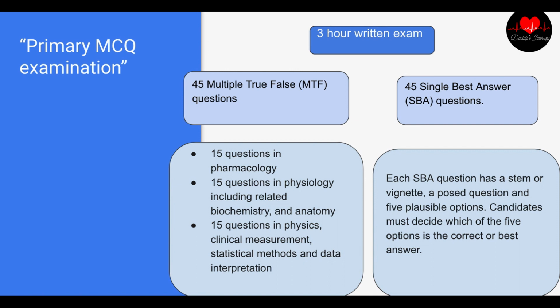For the next 45 single best answer questions, there will be a stem given to each question and 5 plausible options. Out of these 5 probable answers, we need to choose the best correct answer to show that we have the definite anesthetic knowledge to answer. Let's assume we have cleared the primary MCQ examination. Only after clearing this theory part can we apply for the OSCE or SOE.